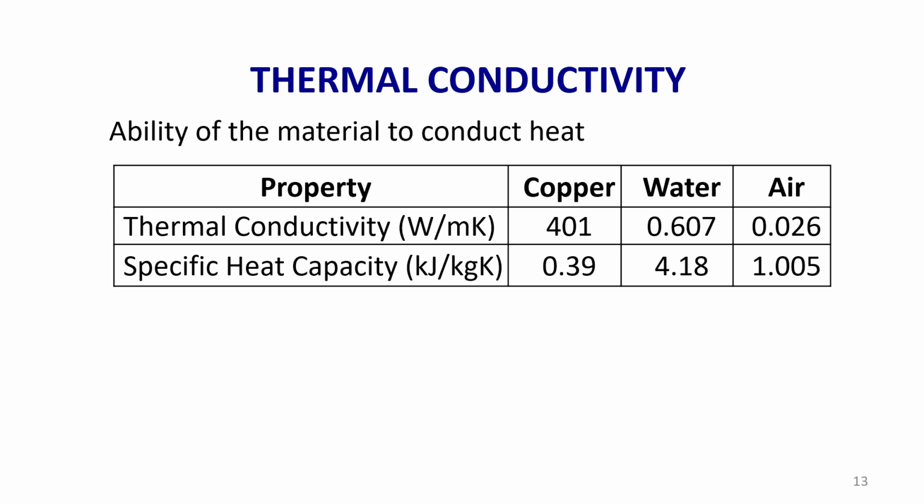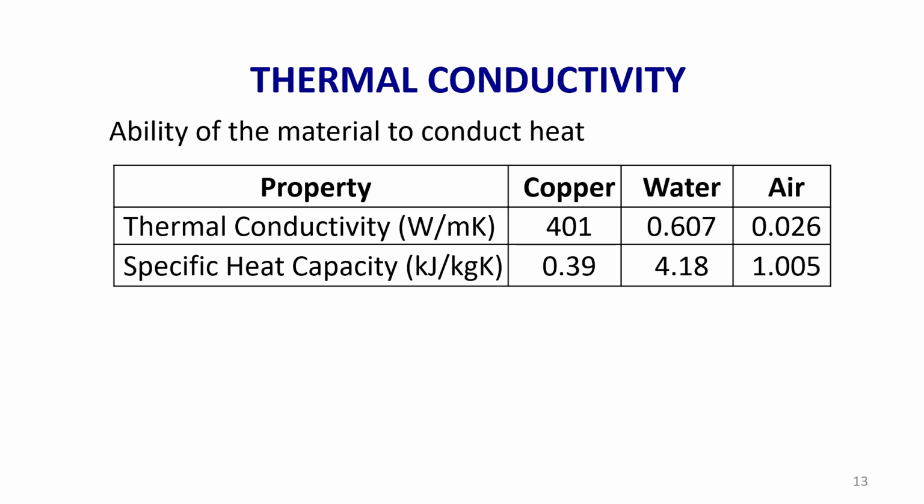The next one is the thermal conductivity. This is a very important property. It is the ability of the material to conduct heat. It is expressed by the letter small k. Generally, we use capital K for Kelvin, small k refers to thermal conductivity. Its unit is watt per meter degree centigrade or watt per meter Kelvin, because it is the difference in temperature.